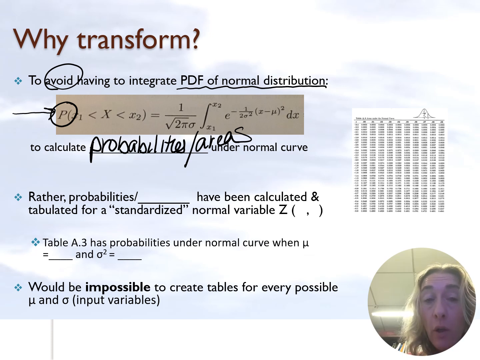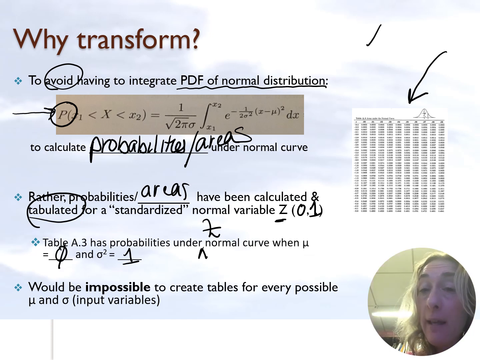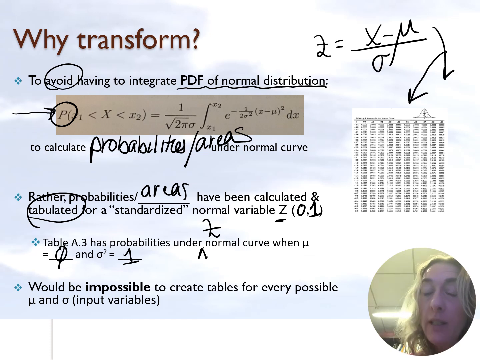So what has already been done is probabilities or areas, same thing, have already been calculated and tabulated, such as shown here, for the standardized normal variable Z, which has a mean of 0 and a variance of 1. For example, the table in the back of your book has probabilities under the standard normal curve or the Z normal curve when mu is equal to 0 and the variance is 1. That's why we would standardize any normal random variable X to be a Z, because those probabilities have already been tabulated, and we can use that table in order to calculate probabilities.